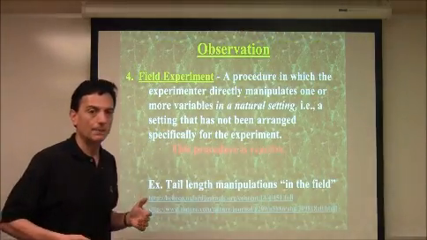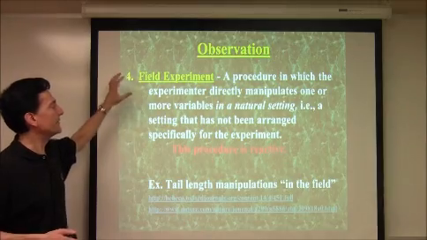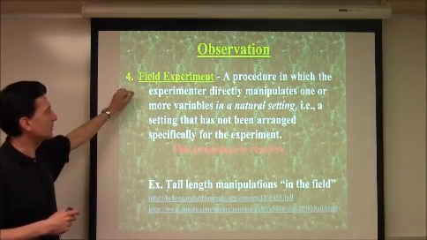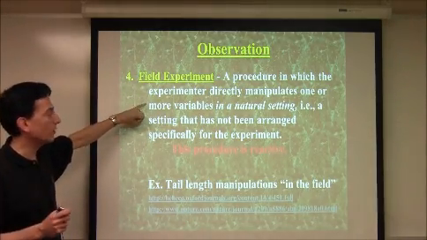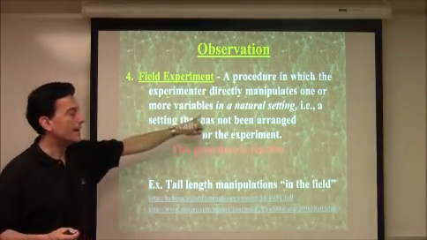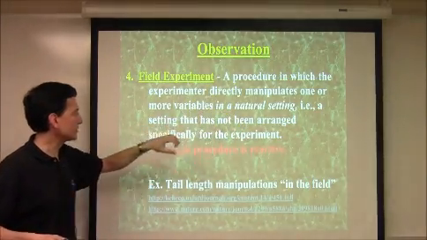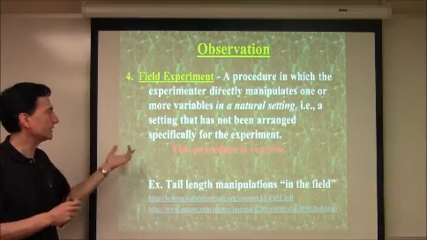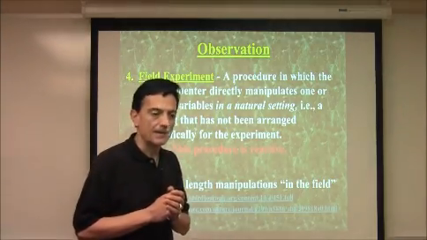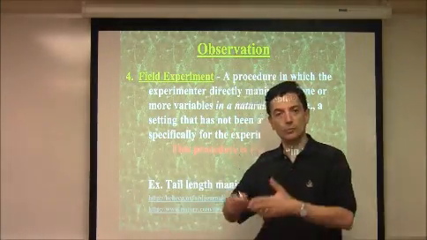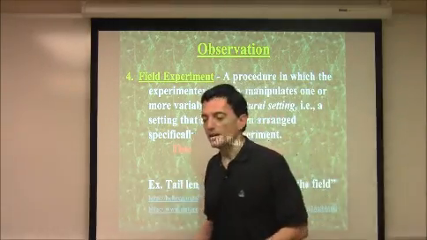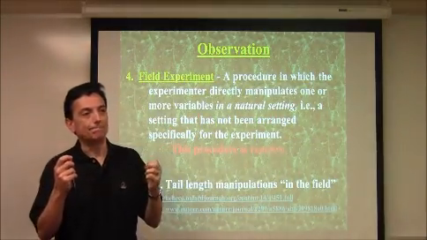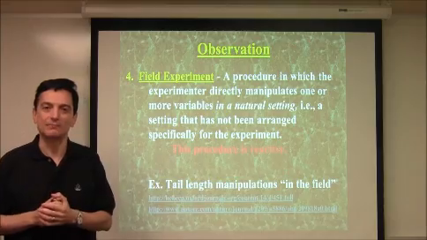Okay, now we're all the way up to a field experiment, and we'll define this way. A procedure in which the experimenter directly manipulates one or more variables in a natural setting. And when we say natural setting, we mean a setting that has not been arranged specifically for the experiment. So this could be nature, as in the woods or the oceans, so to speak, the natural environment, at the risk of being redundant.